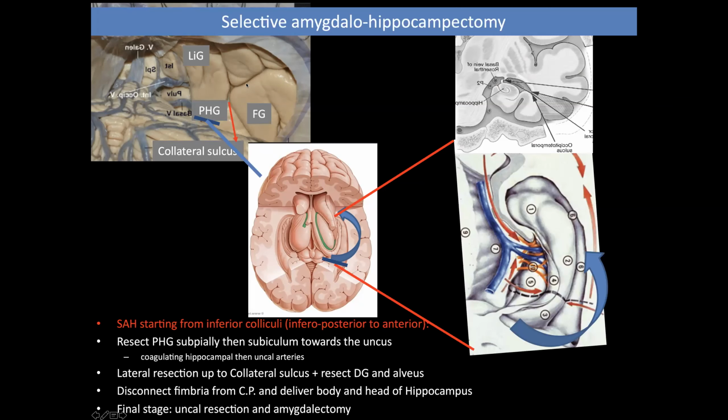Other than showing this sort of demonstration and illustrating that the anatomy is anatomy that anyone habituated with performing selective amygdalohippocampectomies, it's the similar anatomy and the similar steps, but you're seeing these steps and the anatomy from a posterior standpoint.